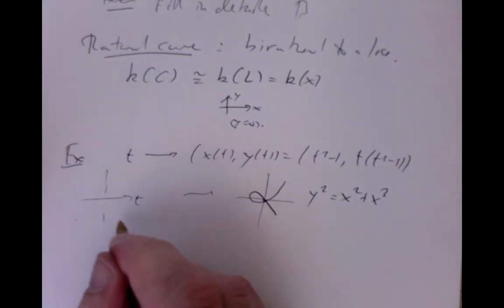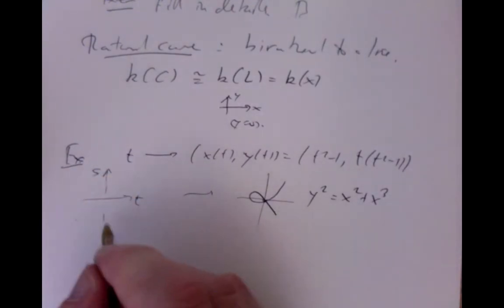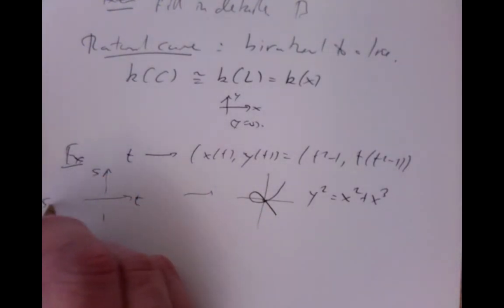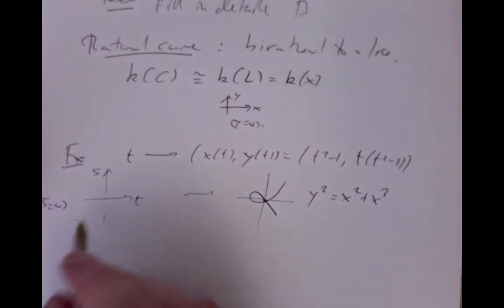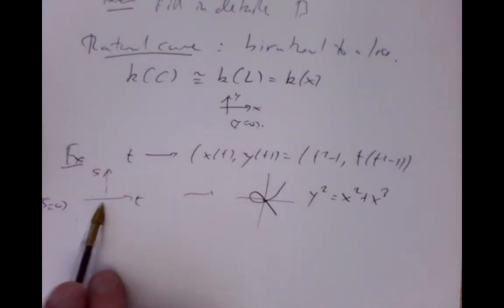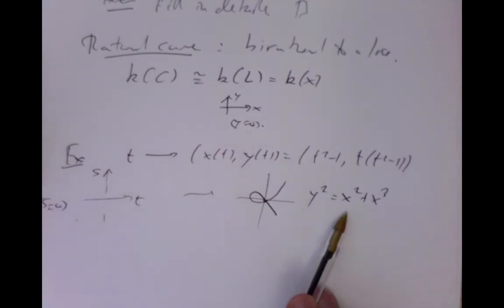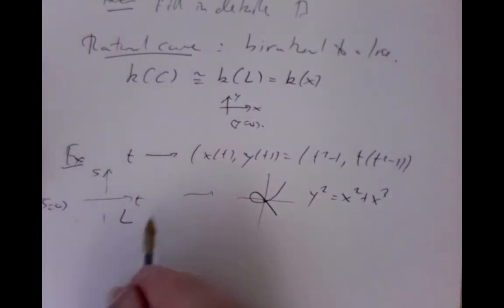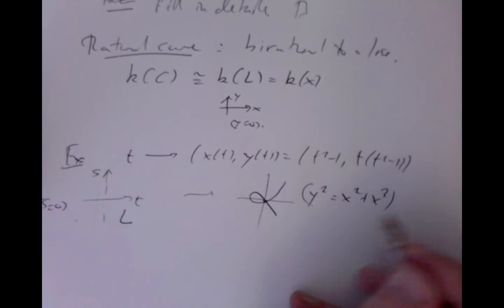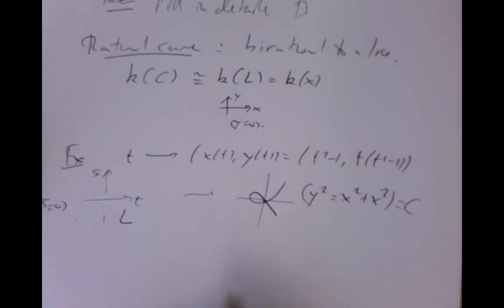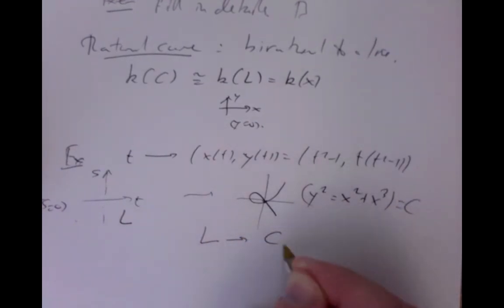So if we let these variables be s, let's say this is the line s equals 0, and that's one algebraic curve, which is of course just a line. Let's call it L. And then this guy is another algebraic curve. Let's call it maybe C. And so what we found is that this is a map from L to C.